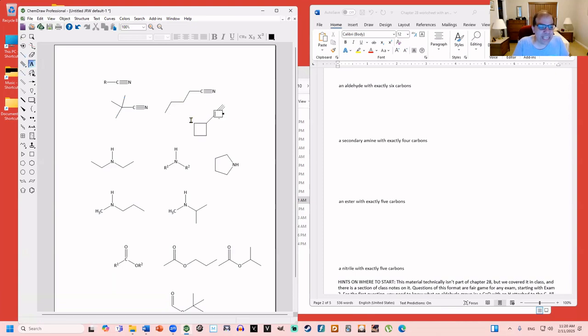I don't want you guys to be scared of things like this. I don't want you to be scared to be creative. As long as you stay within the bounds of the rules, there's no reason not to put something like that. That is a nitrile with exactly 5 carbons. Absolutely acceptable. If you want to put the lone pair on nitrogen, feel free. But I would say that's optional since all we're doing is just drawing structures.